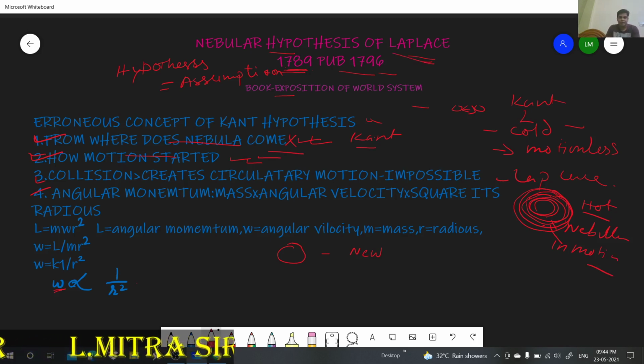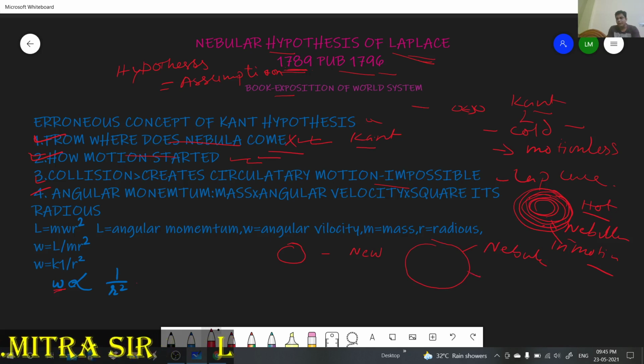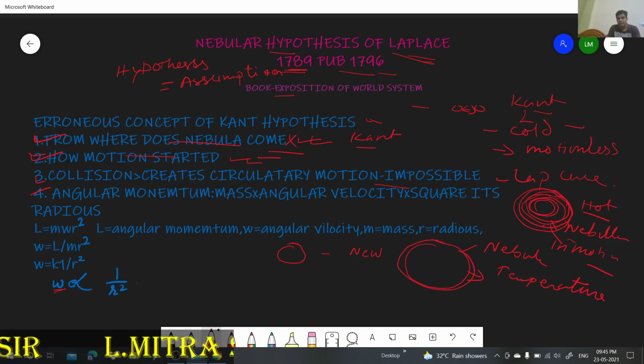Third, he discussed that collision creates circulatory motion, which was also a criticism of Kant's theory, and that was also abolished. He considered that when there is a hot body or hot nebula, this warm nebula emits temperature. If it is emitting temperature, then it would contract, and if there is a high temperature, the particles would spread out.